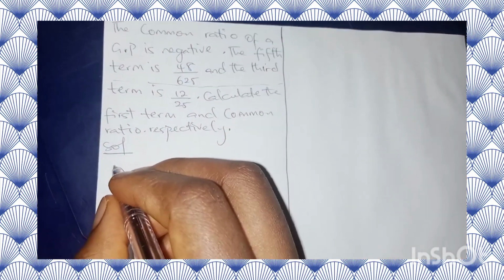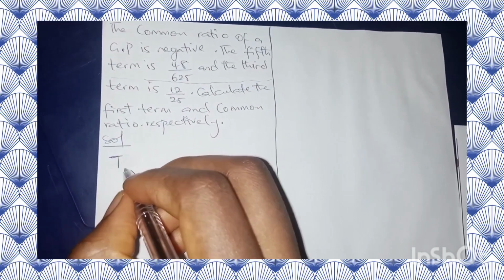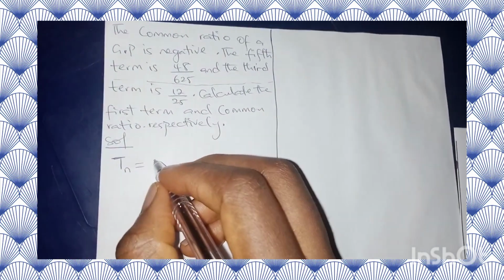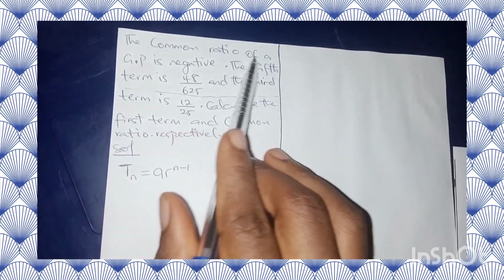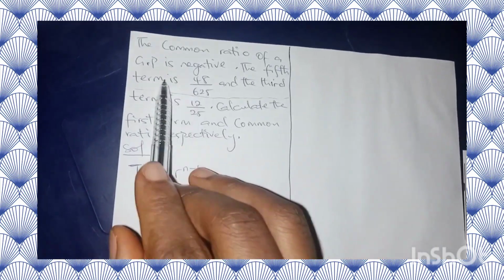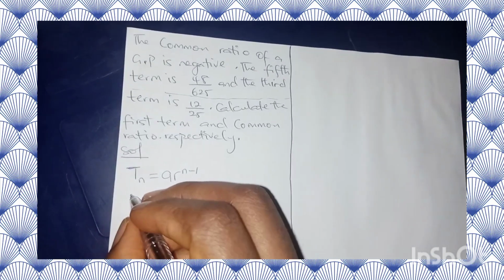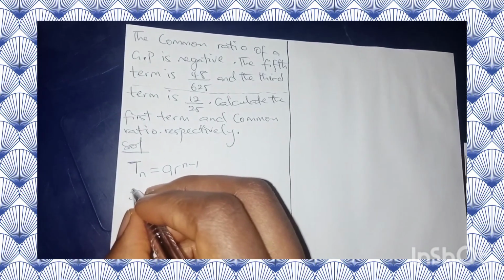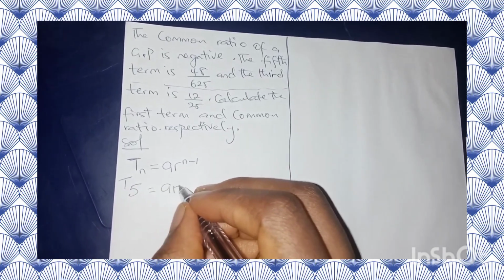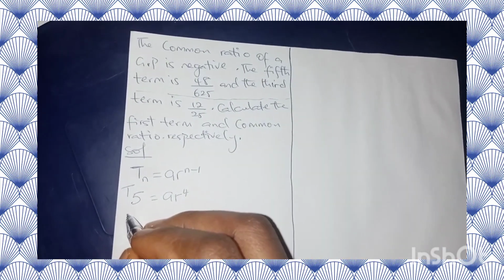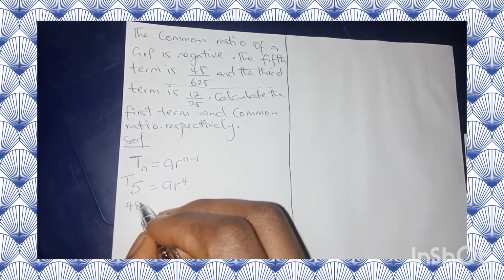So we look at another tougher example. First thing you have to state is your formula, and then you substitute the value given to you. They said the common ratio of a GP is negative, the fifth term is 48 over 625, and the third term is 12 over 25. Calculate the first term and the common ratio respectively.